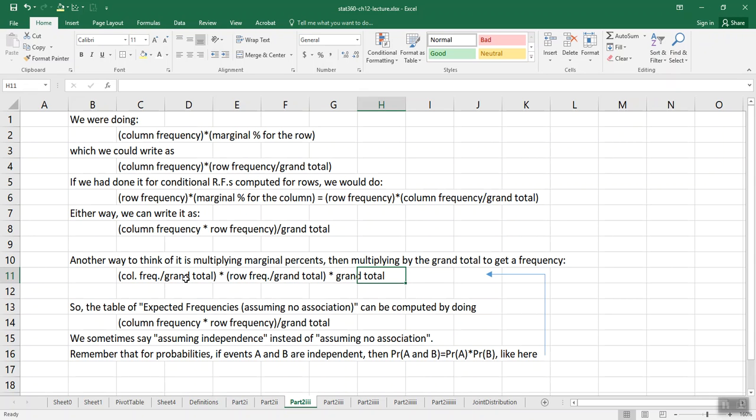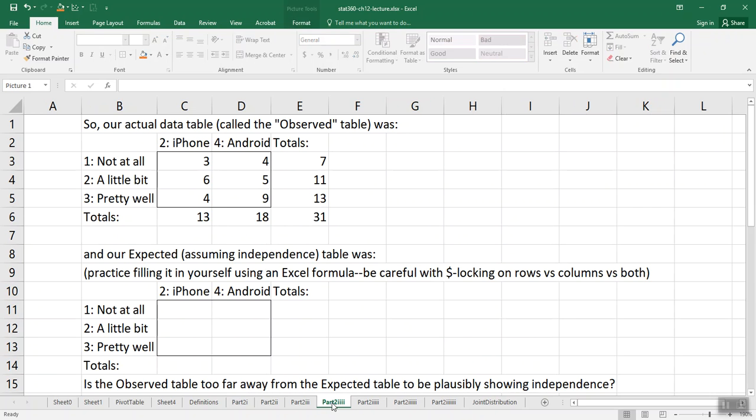You can see using algebra, one of these grand totals will cancel with that one and leave us with this formula. So we can compute that table of expected frequencies assuming independence by doing column frequency times row frequency over grand total. And when we talked about independence way back in the probability chapter, we said two events are independent by definition when the product of their probabilities is the probability that both events happen, which is a lot like this, and we'll come back to that later.